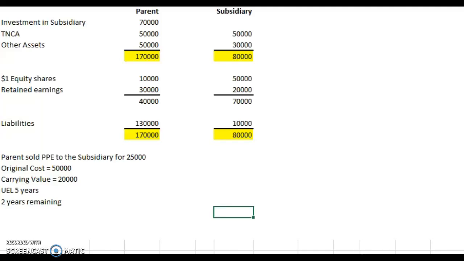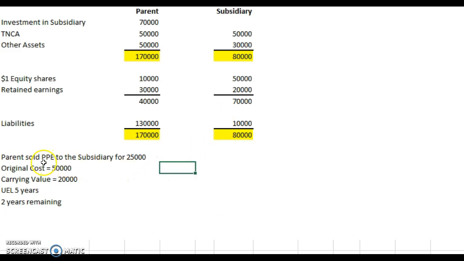In a similar way to the transfer of inventory from one entity to another, parent to subsidiary or subsidiary to parent, and the profit made on that, we can also consider the transfer of tangible assets. And this is what this question is about, the transfer of PPE sold by the parent to the subsidiary. And there's two parts to this.